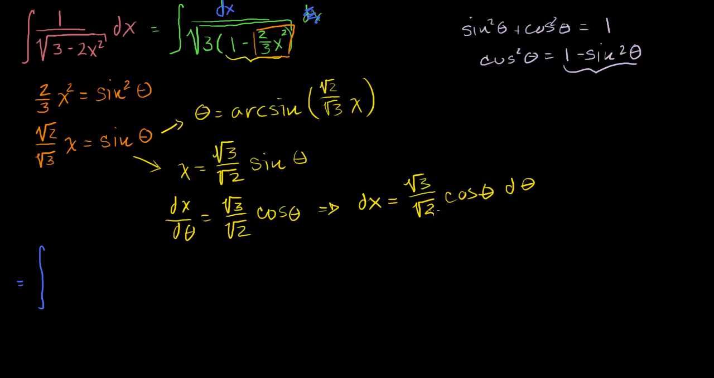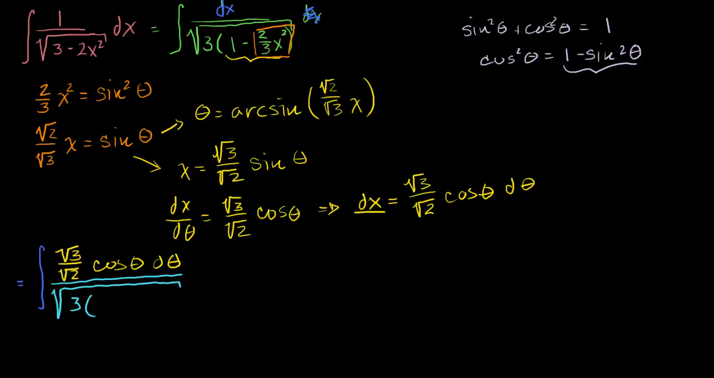So what's dx? Dx is this right here. It's the square root of 3 over the square root of 2 cosine theta d theta. That's what dx was.